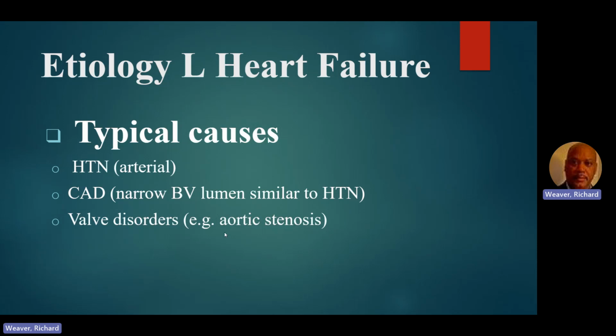And the last one is valve disorders, such as aortic stenosis. And what happens here is if the aortic valve is stenosed, right, and the left ventricle squeezes, it is very difficult to push blood through that very narrow opening, thus placing more workload on the left ventricle. And again, all of these causes here will decrease the cardiac output. And of course, again, the consequence is an increased workload of the left ventricle.